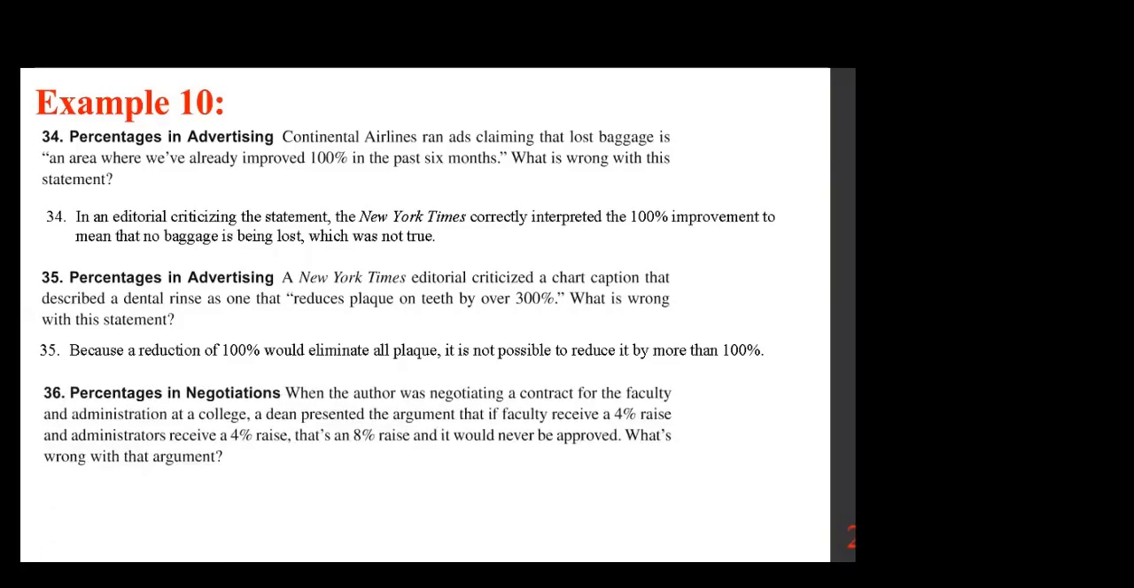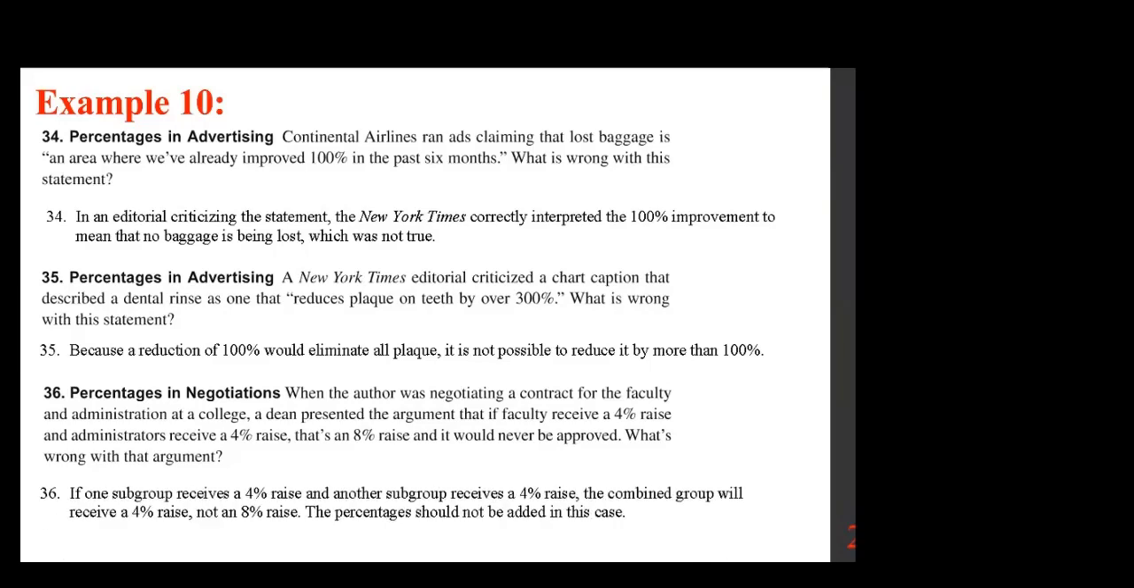And how about this one? When the author was negotiating a contract for the faculty and administration at a college, a dean presented the argument that if faculty receive a 4% raise and administrators receive a 4% raise, that's an 8% raise and it would never be approved. What's wrong with that argument? It's not the 8%. They got 4%, right? They were from different groups. It doesn't mean that they add up. Okay, you got 4%, I got 4% raise. That's all there is to it, and no more.